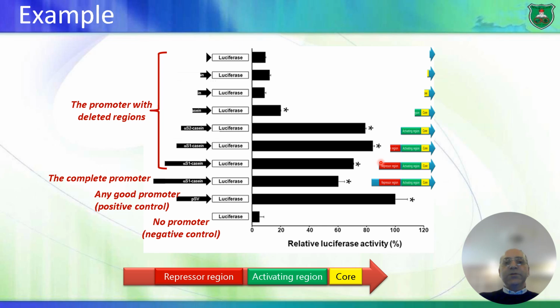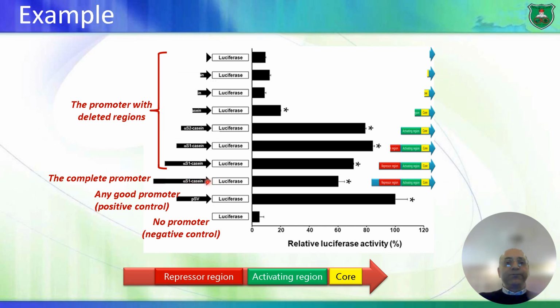So I remove this part right here. Then I remove this part, creating this. I remove this part right here, so I have now the luciferase gene under control of the core promoter and the activating region. And I remove this part, I remove that part, I remove this whole thing, and so on. Now here I have a piece of DNA that contains no promoter whatsoever, just that luciferase gene. The luciferase gene is right here, represented by the black arrow.